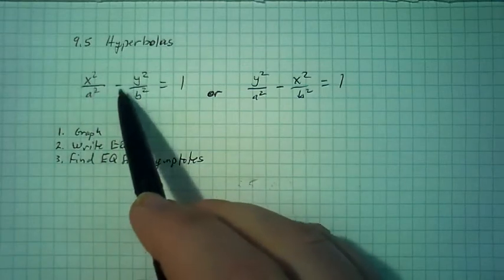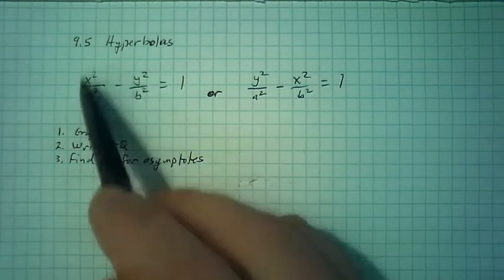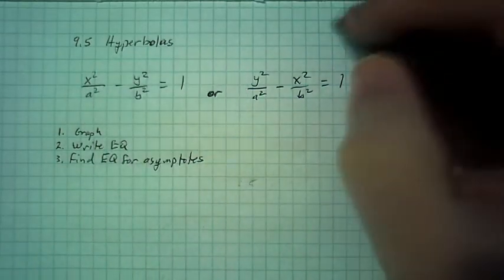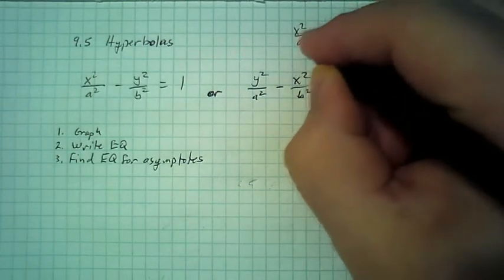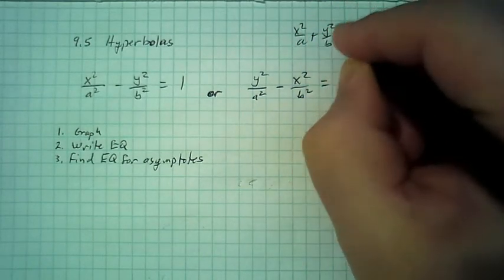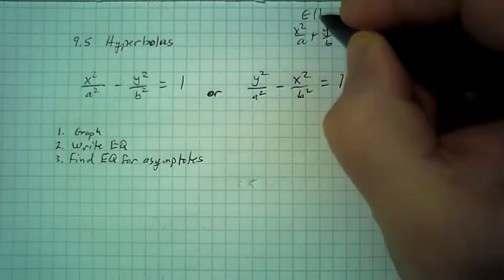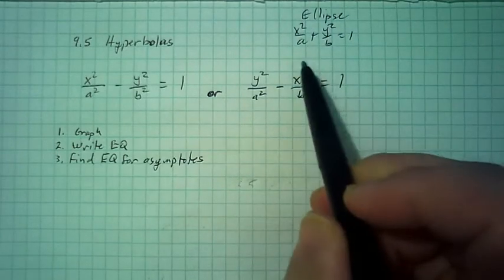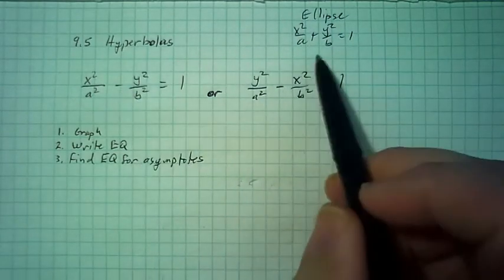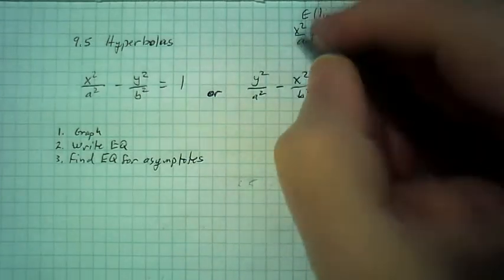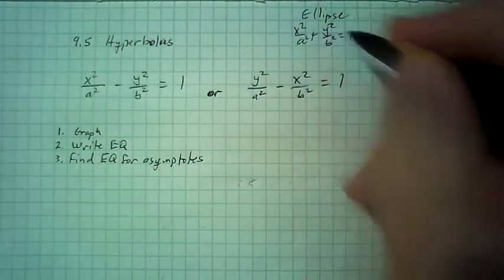The biggest difference here is the subtraction when they're on the same side, whereas with the ellipses, we had x squared over a plus y squared over b equals 1. That was for the ellipse. So instead of having addition, we're going to have subtraction. Other than that, the equation looks very similar.